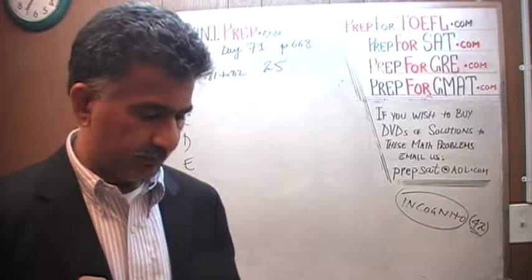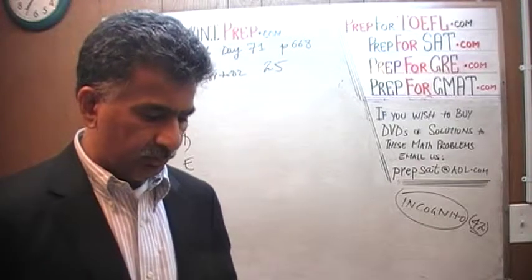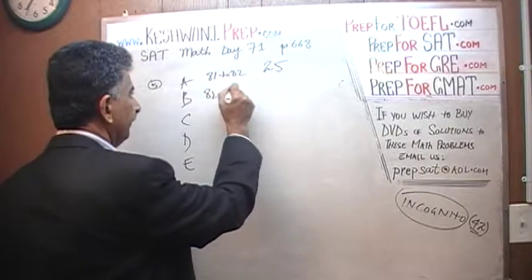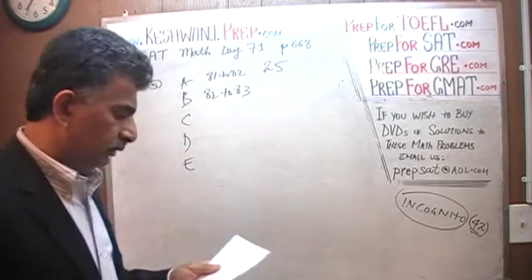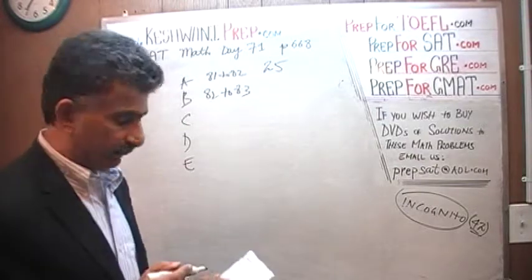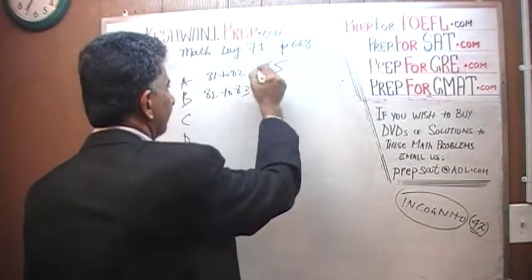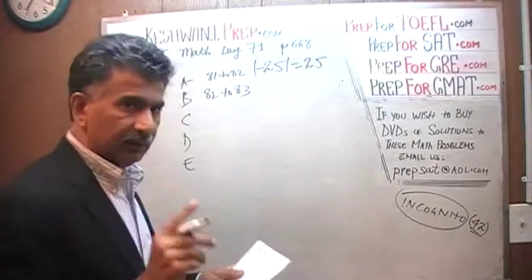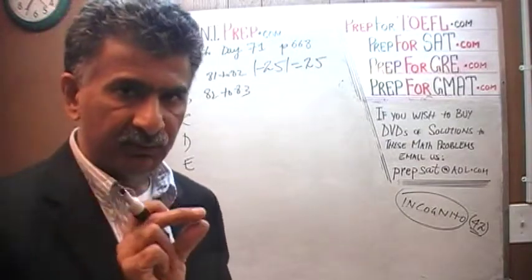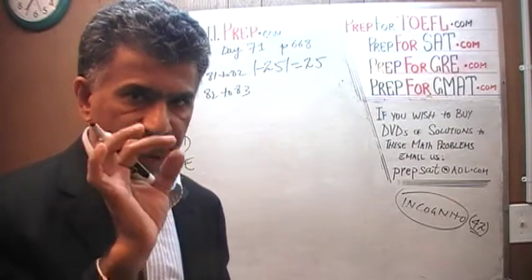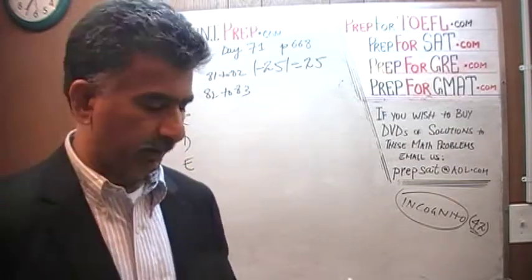Do you understand? From 82 to 83, can you tell me what the change is? In other words, when we talk about change, we're looking at the absolute value. The change, of course, drops to negative 25, but the absolute value is 25. The change is 25. It doesn't matter whether it decreases or increases. The change from one year to the next year is what we're looking at.